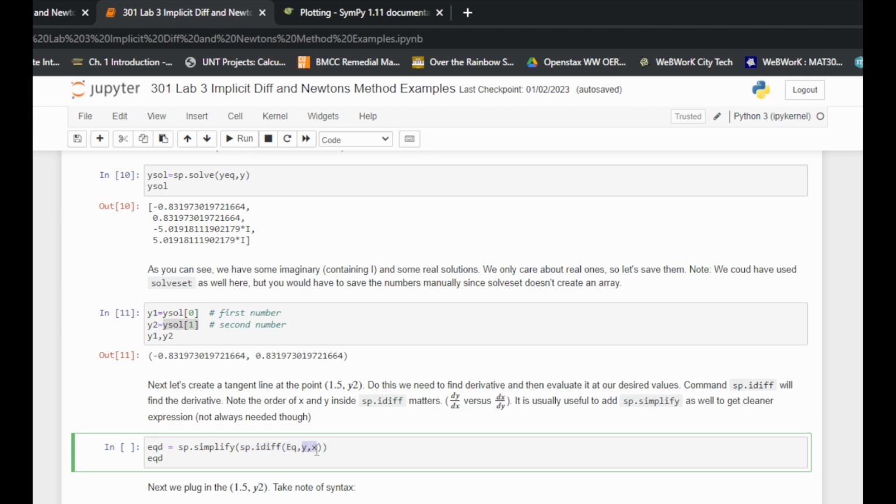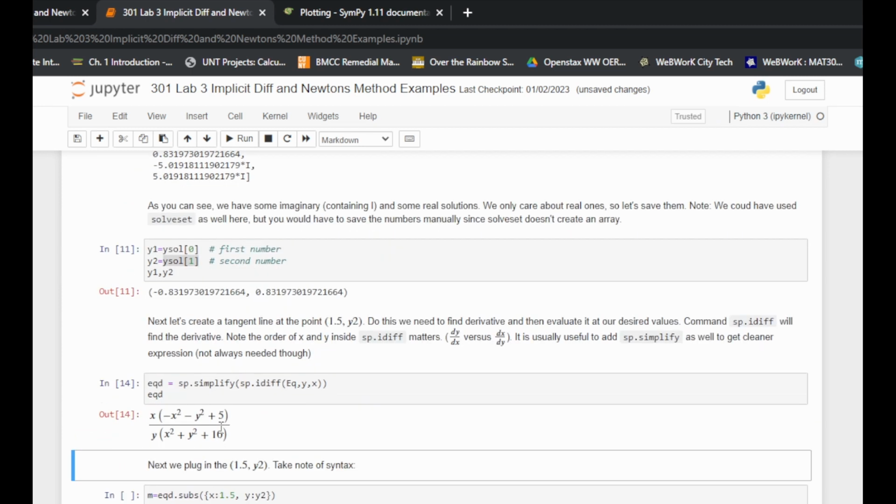The order in which y and x are written here matters. So if I write y and then x, it will give me dy/dx. If I write x and then y, it will give me dx/dy, which is not the same. It's also quite useful to add the simplify command. It will make your expression look a bit simpler. You can try to see what happens if you erase it, but usually it's a good idea to have it. And so here is our expression.